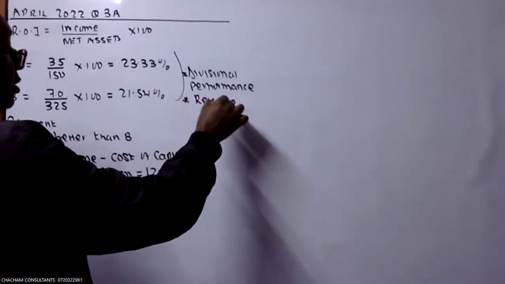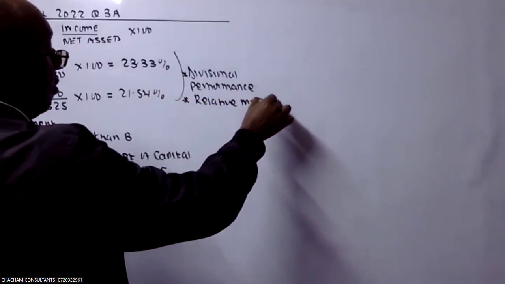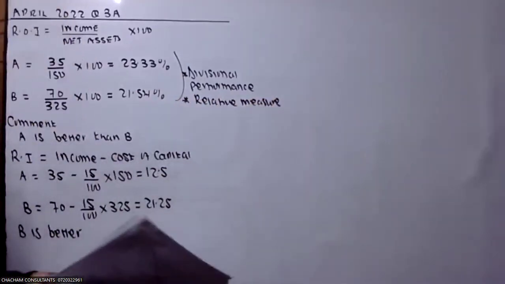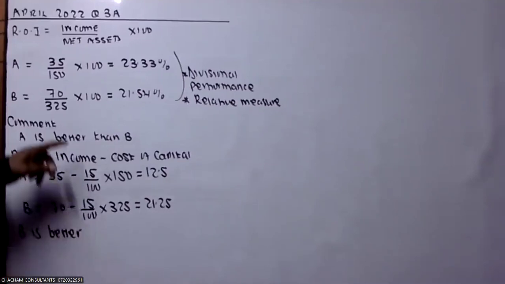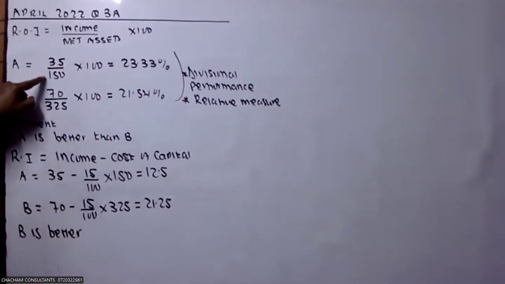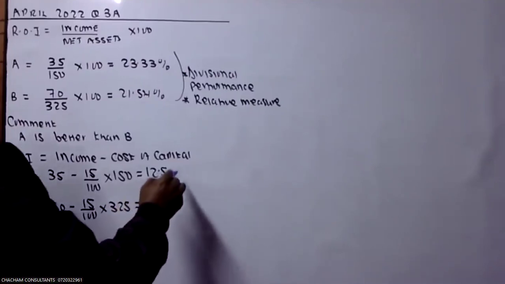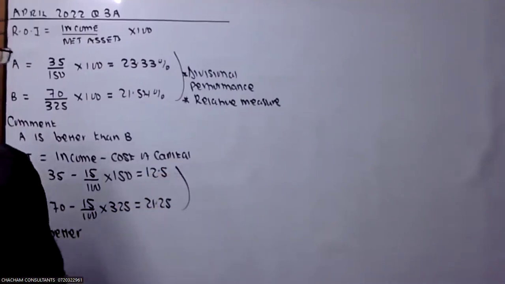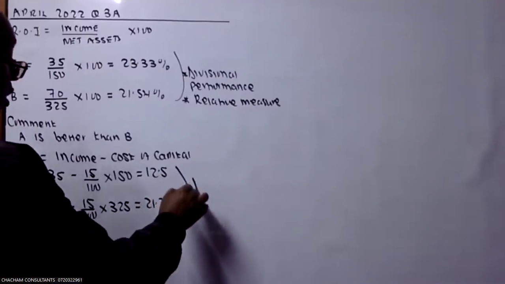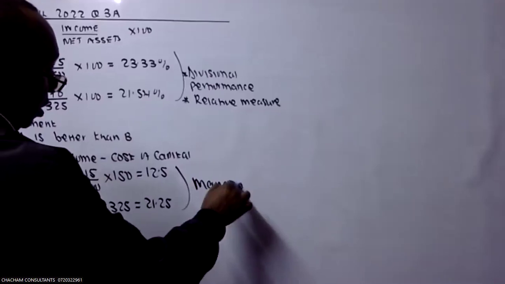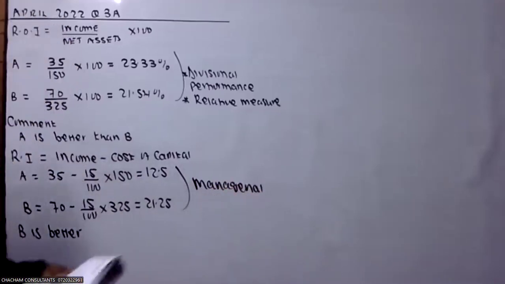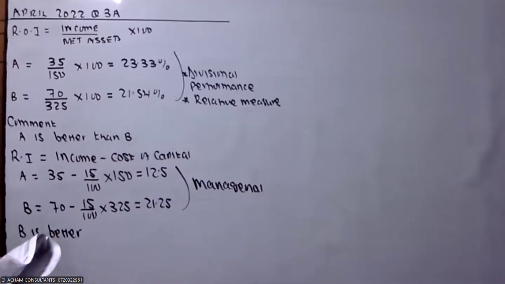Relative measure means it is able to compare more than one factor and express them on a fair ground. You see now you're looking at the profit vis-a-vis the assets. That is better than this one. So here, tumesema the residual income, this one you use for managerial performance. You use it when you're judging the performance of the managers. And in so doing, you pocket 10 marks.